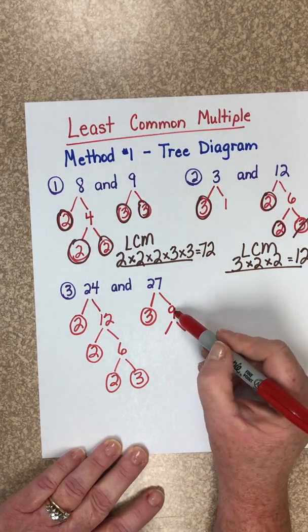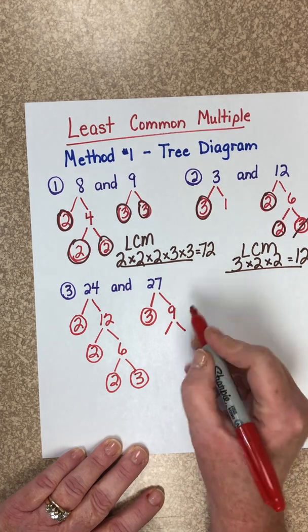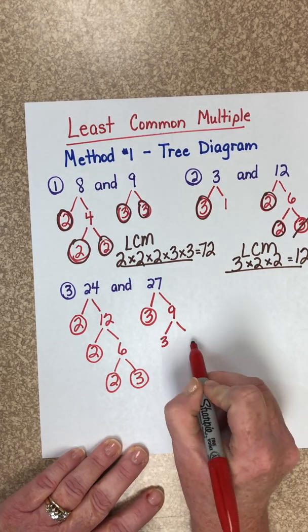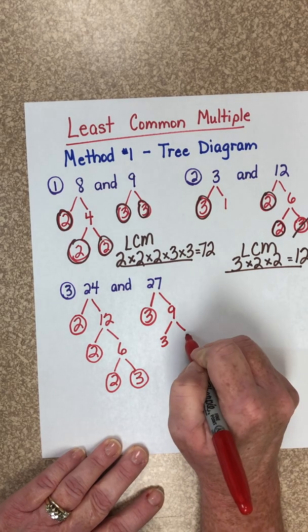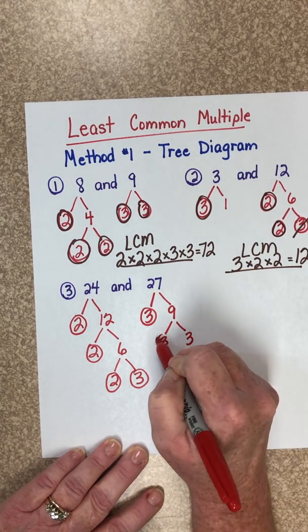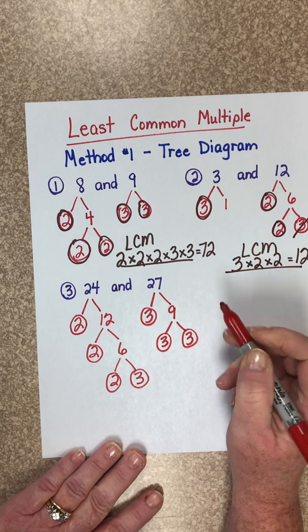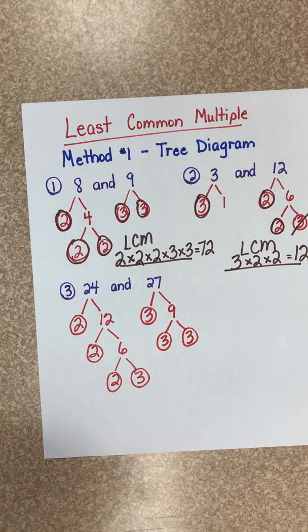9 is odd, so again we need that lowest odd prime number, which is 3. 3 times what is 9? Well, that's 3. And now we know that 3 is prime, so we're going to keep both of those. Now let's look at our least common multiple.